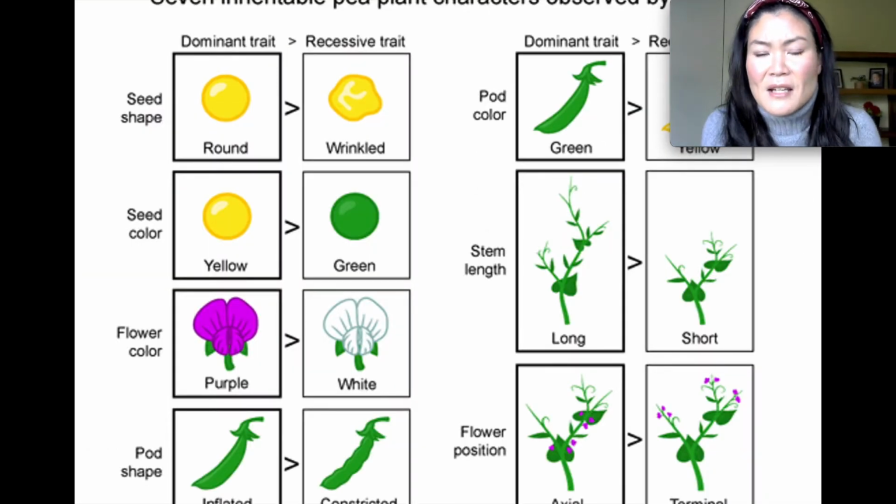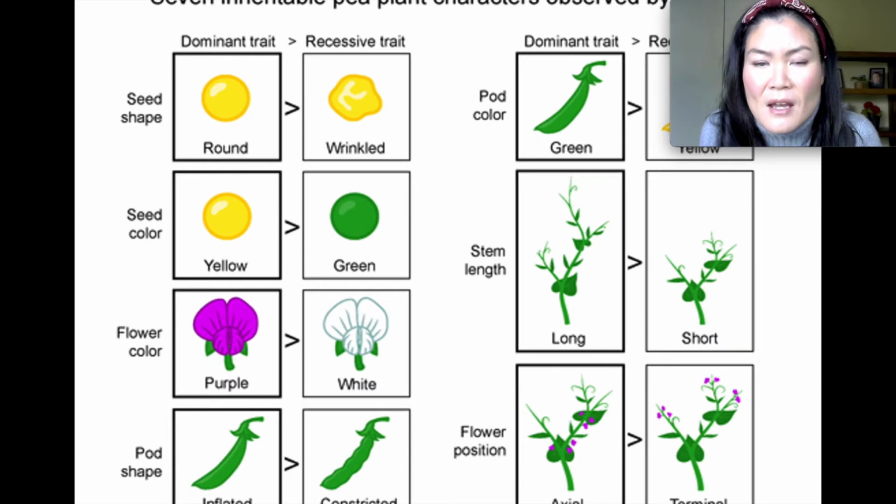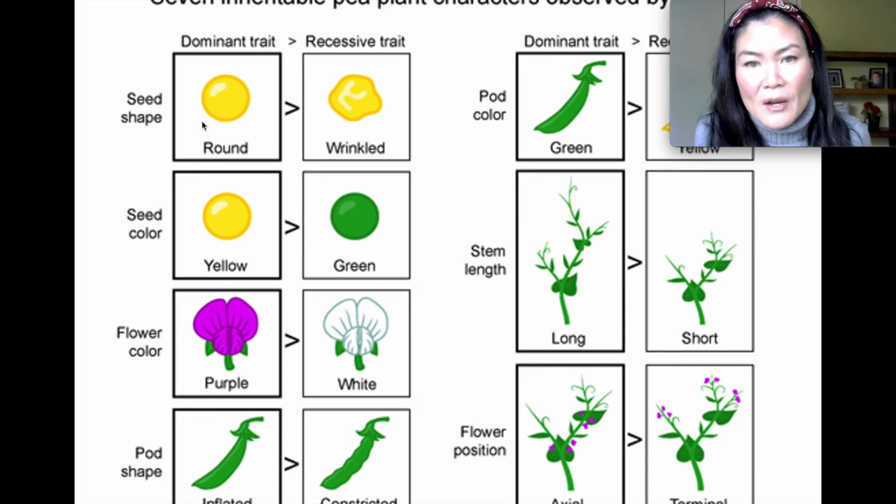So he studied 7 heritable pea plant traits. He was looking at seed shape, round versus wrinkled. You have seed color, yellow versus green. You have flower color, purple versus white. Pod shape, inflated versus constricted. Pod color, green and yellow. And then you also have stem length, long stem versus short stem. Flower position, axial versus terminal.